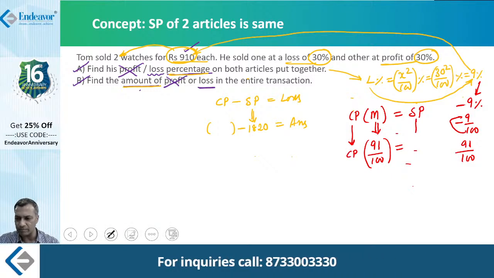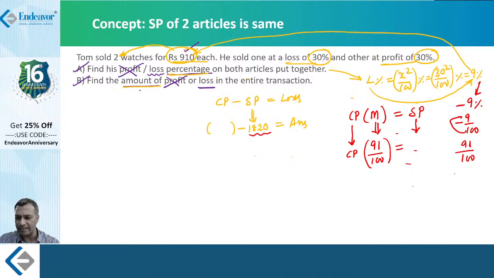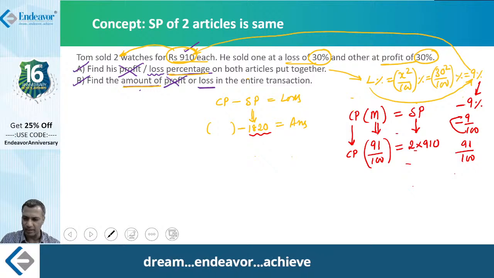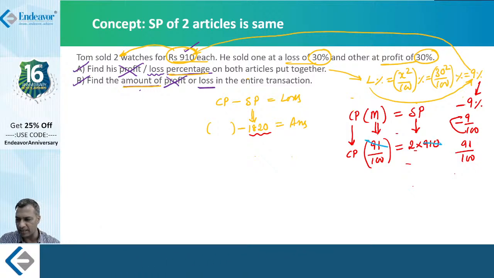What is the selling price? Selling price is 2 times 910. This is the selling price, 1820. Why am I not writing 1820 for 2 times 910? Because I can see 91 already coming in the picture. Life is simpler: 91 one time, 91 ten times. Therefore, take this 100 to the other side. The cost price of these two articles is nothing but 2000. 2000 is the cost of these two articles.